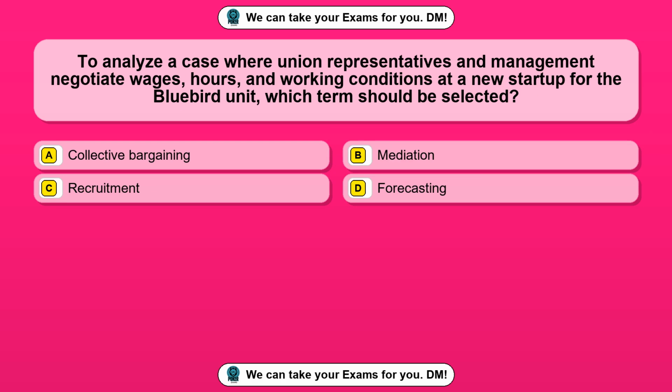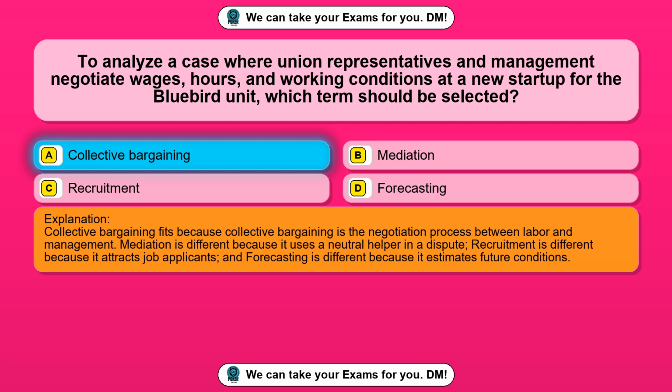Question 40. To analyze a case where union representatives and management negotiate wages, hours, and working conditions at a new startup for the Bluebird unit, which term should be selected? Option A, collective bargaining. Option B, mediation. Option C, recruitment. Option D, forecasting. The correct answer is option A, collective bargaining.